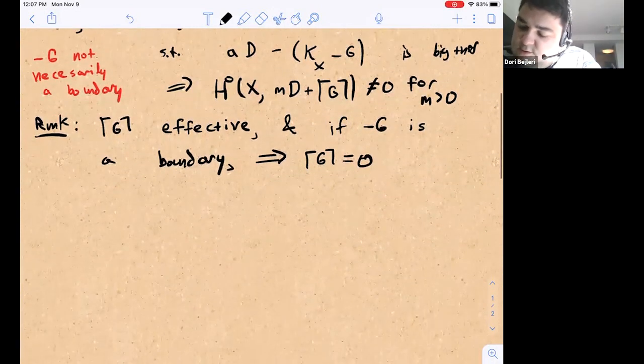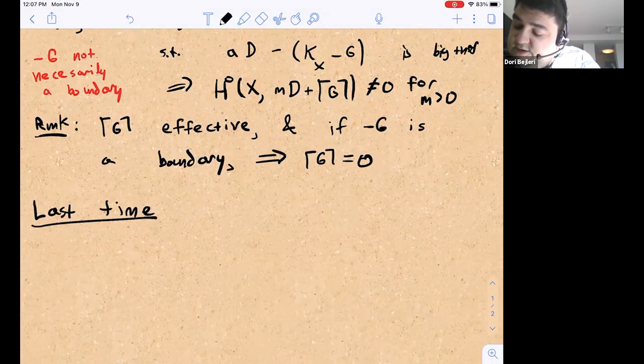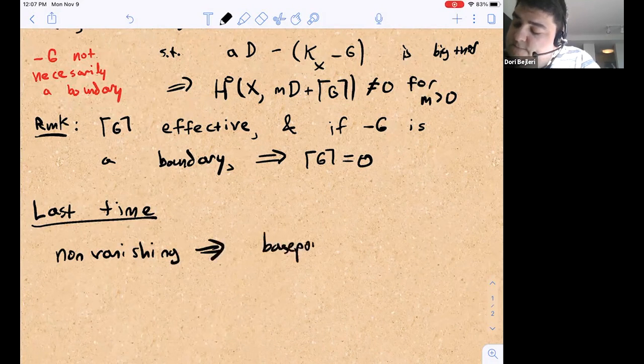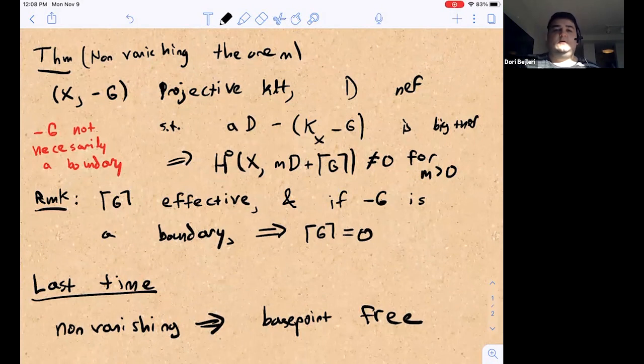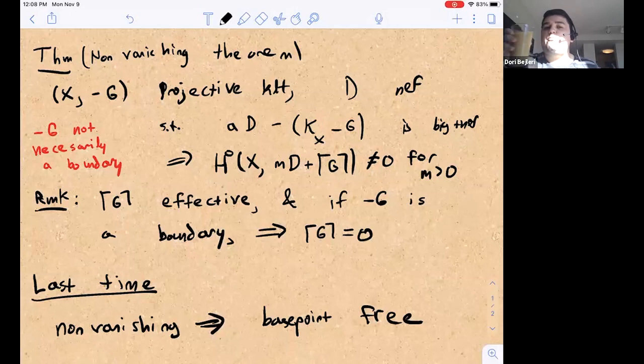I said this in words, but I'll just say it again. What we showed last time was that non-vanishing implies base point free. So this time we want to employ exactly the same strategy, which I'll recap in a second, to prove non-vanishing. Are there any questions about the statements for now? Okay.